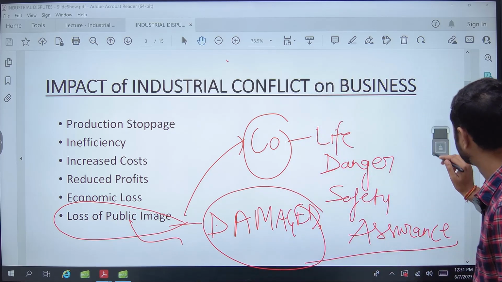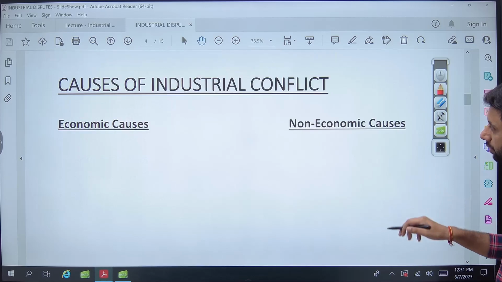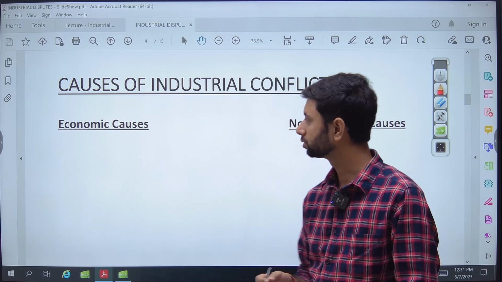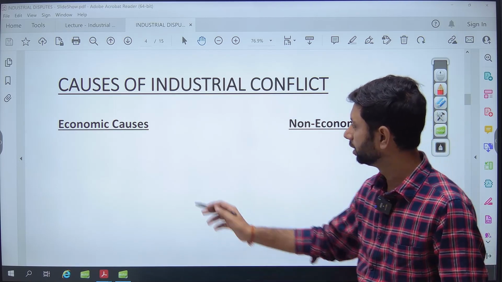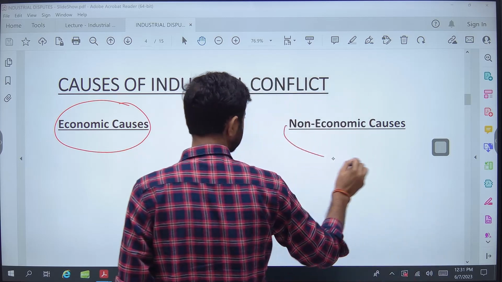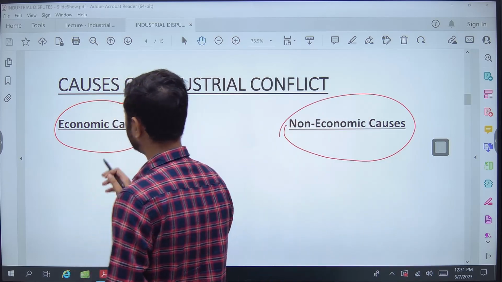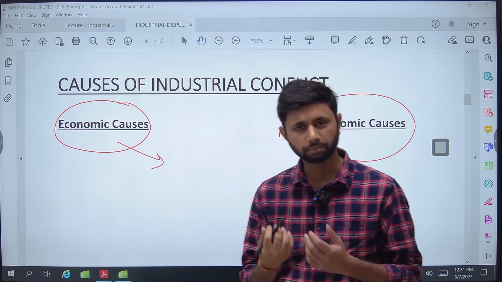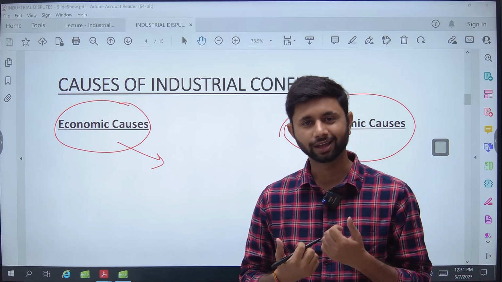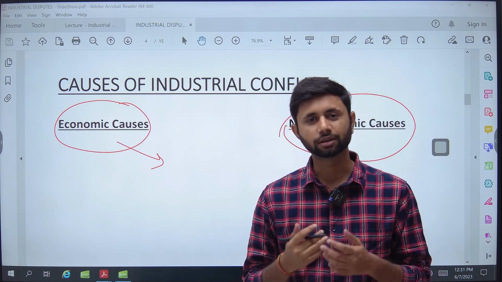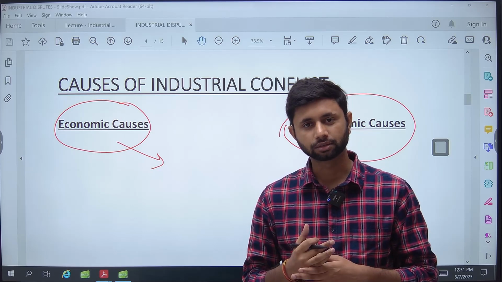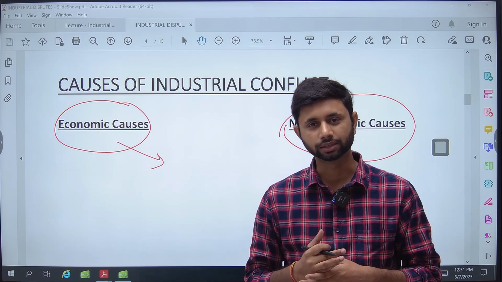Okay. Now let's move on to the next thing, which is: what are the causes of industrial disputes? So first, economic causes and also non-economic causes. Economic causes, you all might have heard about these things when we were discussing collective bargaining as well as industrial relations, that management and workers have competing interests, not complementing but competing interests.